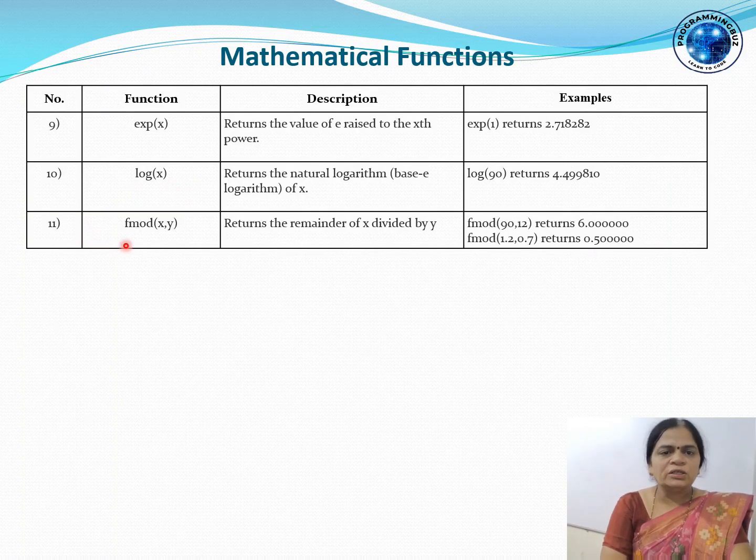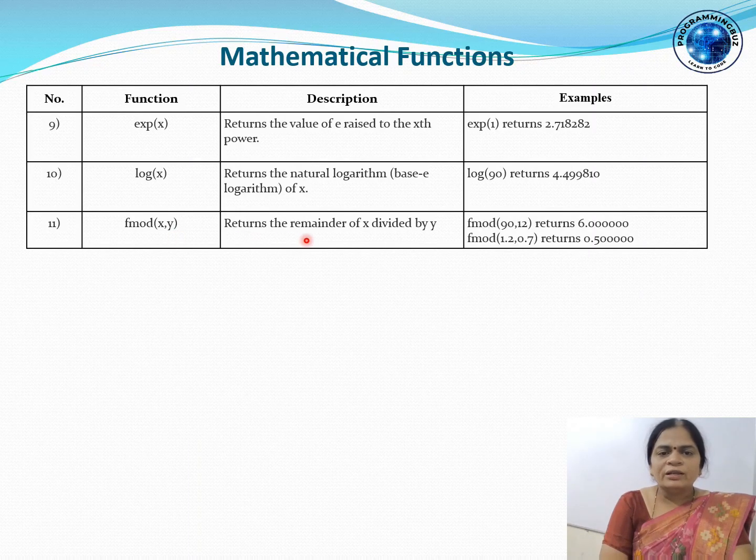The next function here is the fmod function, which is written like this: fmod in brackets x comma y. This function will return the remainder of x divided by y. This functionality is already available with the modulus operator. But the difference between the modulus operator and the fmod function is that the modulus operator is always used with only integer values, but the fmod function can be used to calculate the remainder of real division also, or real numbers also.